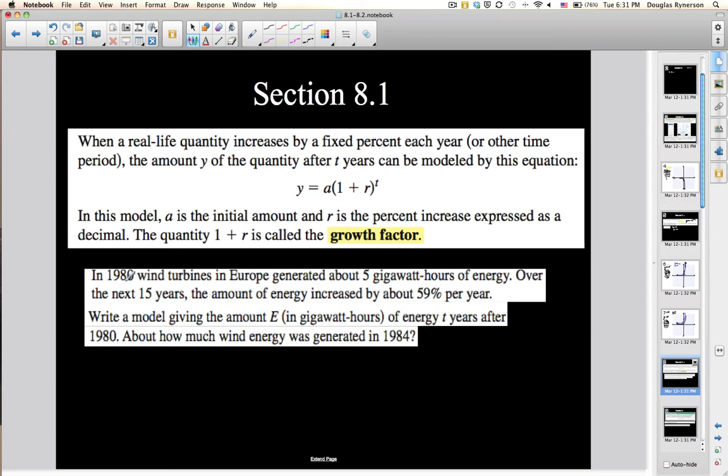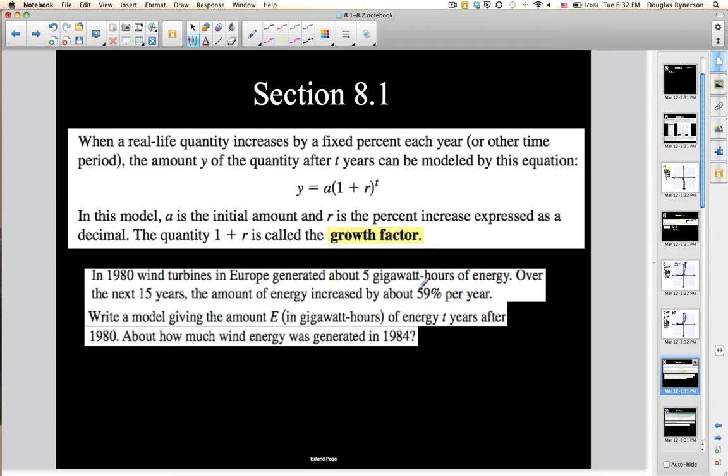So if we look at this problem, in 1980, wind turbines in Europe generated 5 gigawatt hours of energy. Now this is our starting situation. That would be this A value right here. In a financial model, it might be labeled as P for principal, the initial amount of money in a bank account. In this case, it's the starting situation at a given point in time. So over the next 15 years, the amount of energy would increase by 59% per year. 59% would be our rate.